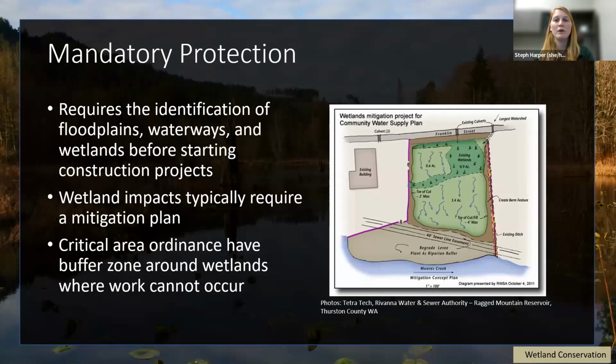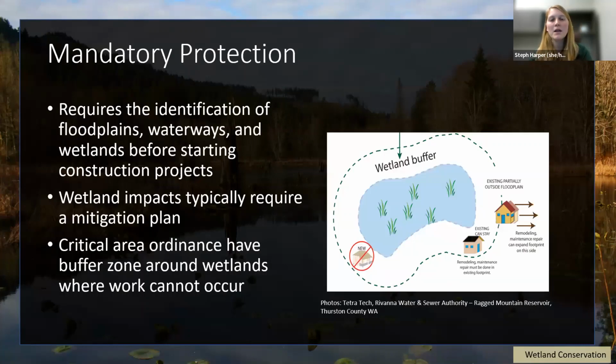It may include more of a restoration to bring back hydrology, but that mitigation plan is based on that permit and what that agency decides. The other thing that I think is really interesting and wanted to just point out is critical area ordinances typically have a buffer zone around wetlands where work can't occur. And this figure was actually put together by Thurston County here in Washington. And I think it does a really good job at showing what that means.